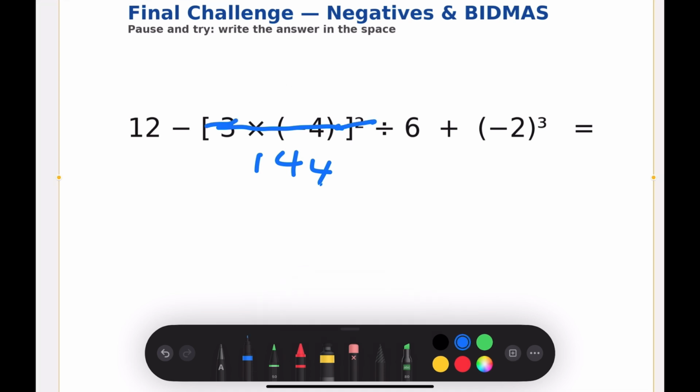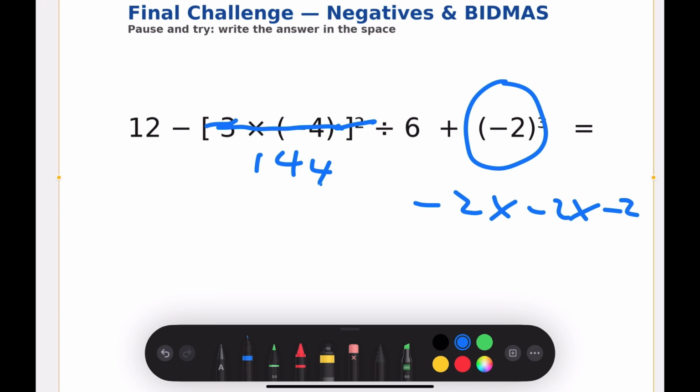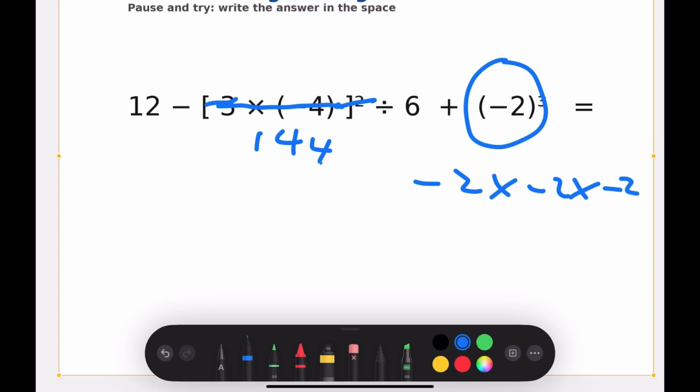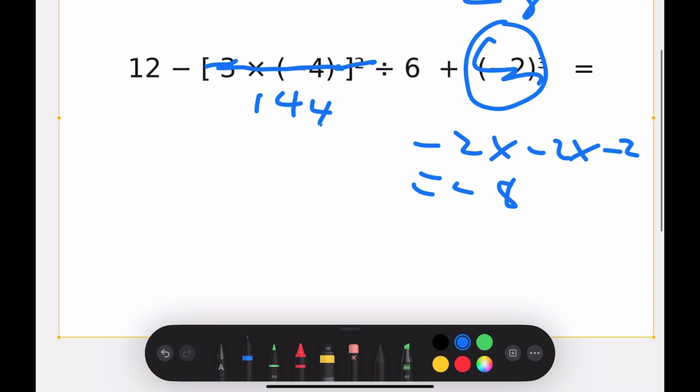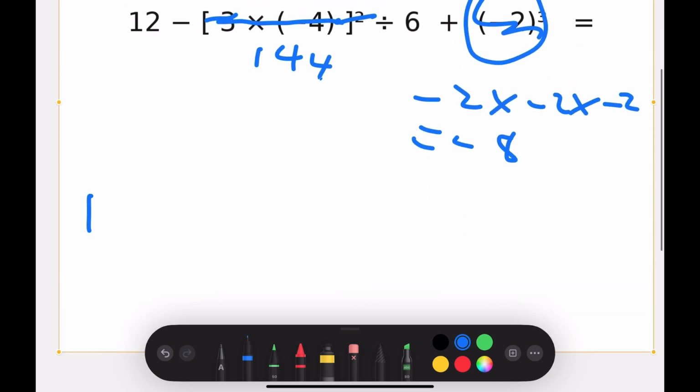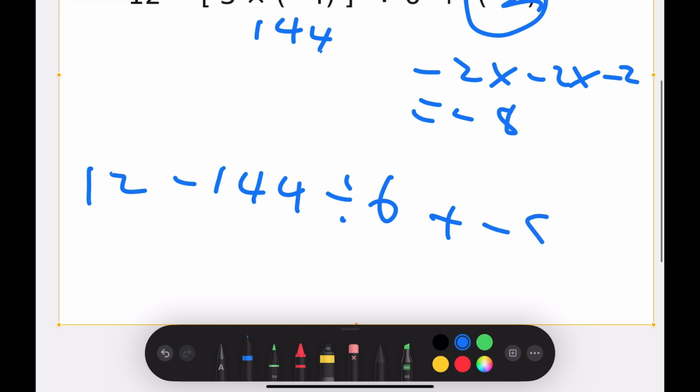So now we can do the brackets over here. So we are doing minus 2 cubed. So we do minus 2 multiplied by minus 2 multiplied by minus 2, as it's inside the brackets. So minus 2 multiplied by minus 2 is 4, multiplied by minus 2 again, that would be minus 8. So we now have, instead of this, we have minus 8. So let's rewrite the question down here. So we have 12 minus 144 divided by 6, add negative 8.